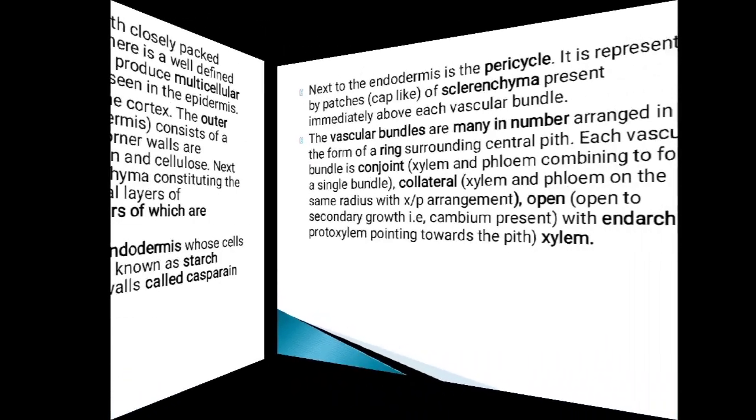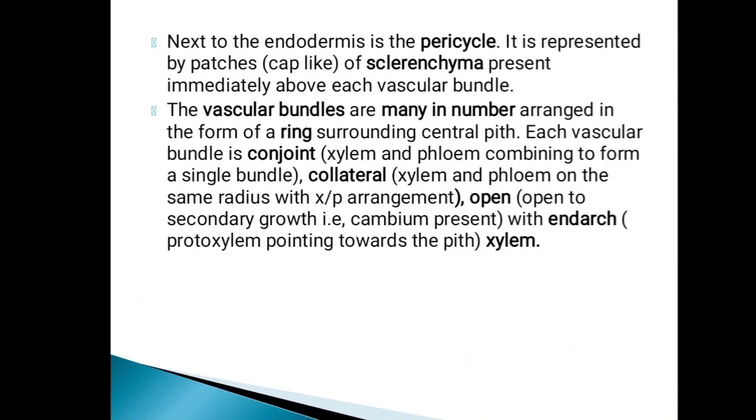Next to the endodermis is the pericycle. It is represented by patches or caps, hence it is also called bundle cap or sclerenchyma, which is present above each vascular bundle. The vascular bundles are many in number, arranged in a ring as I told you just now, surrounded by the central pith. Each vascular bundle is conjoint, that is xylem and phloem combine to form a single bundle.